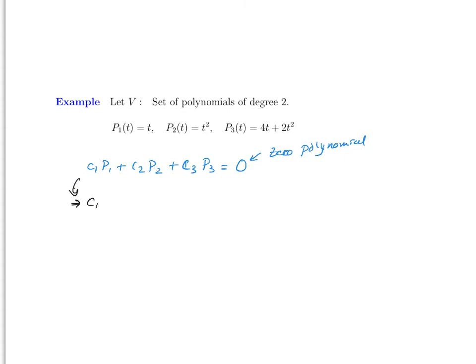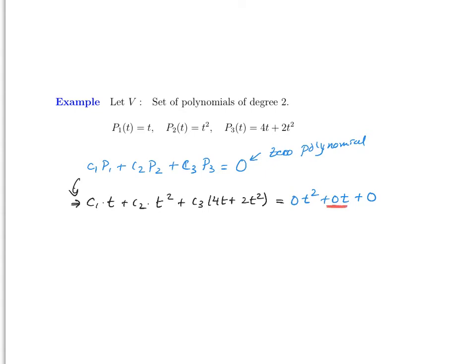You'd have c1 times t plus c2 times t squared, and then c3 times 4t plus 2t squared, and they should give you the zero polynomial, which in this case will be 0t squared plus 0t plus 0. And then, doing something very similar to partial fractions, you look to the coefficients.